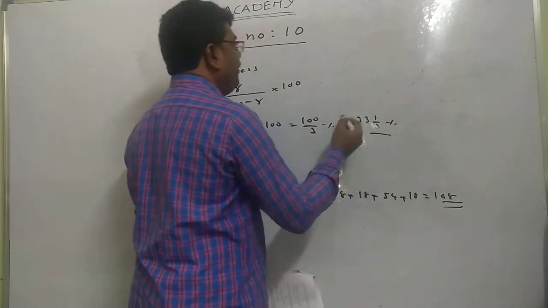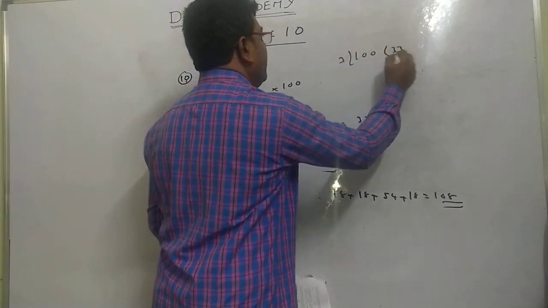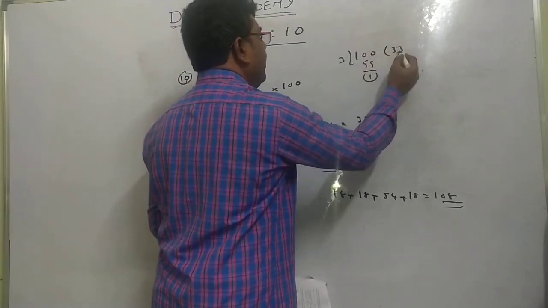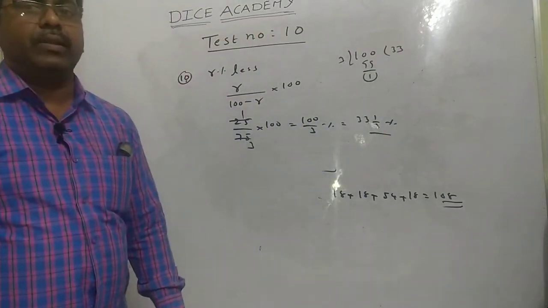How to do this one? 100 divided by 3. 33 is 99. Remainder is 1. 33 1 by 3 is the required answer.